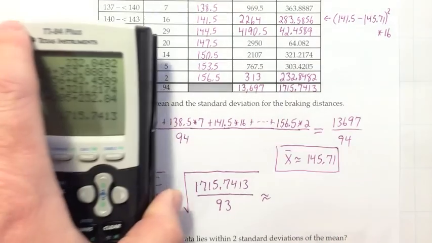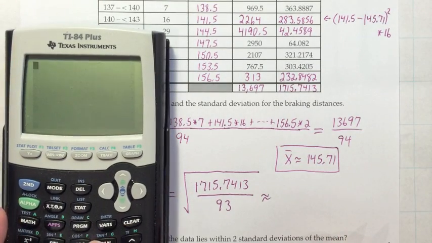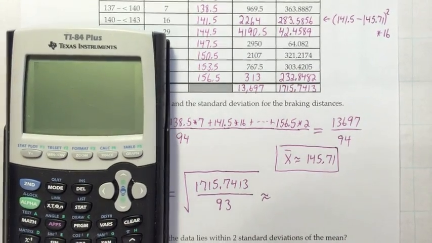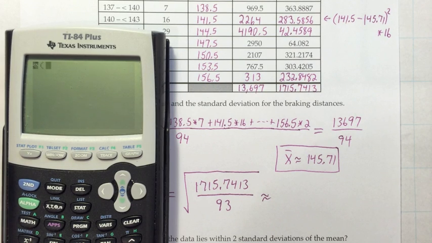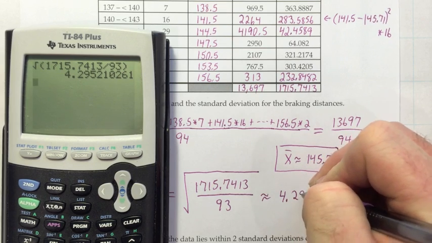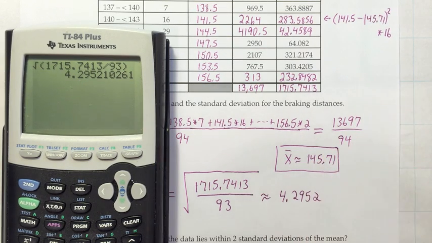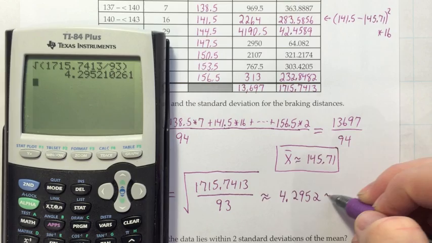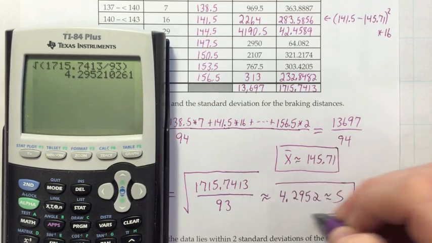Then I can go to the calculator. I'll clear out all that stuff, and let's work on that square root. So the square root of 1715.7413 over 1 less than the sample size, so over 93. And I get 4.2952. Remember, our rule on rounding standard deviations is at least 5 significant figures or digits, 1, 2, 3, 4, 5, so we're good there. So that's my value of s.